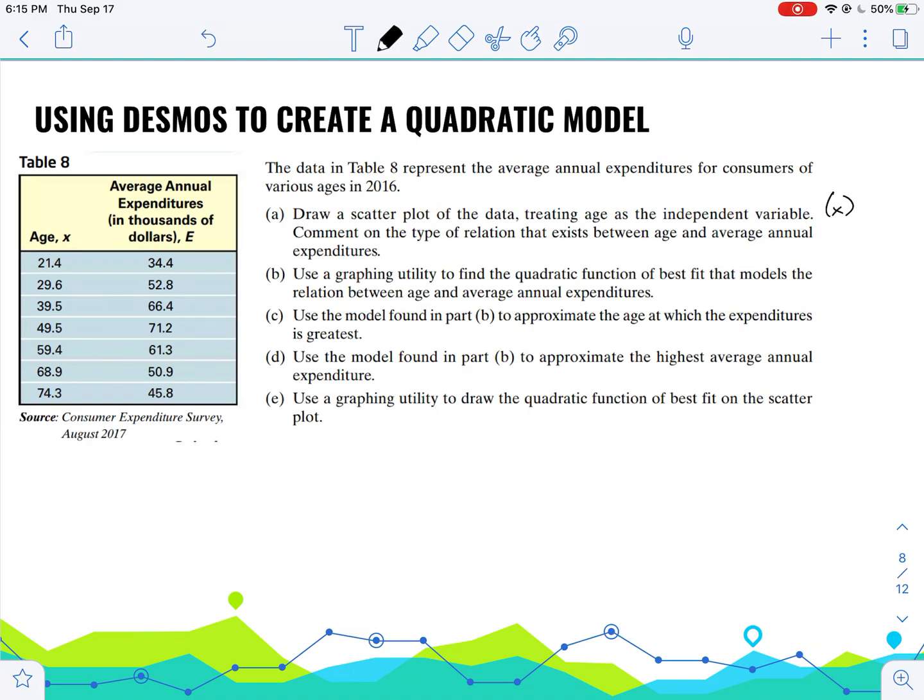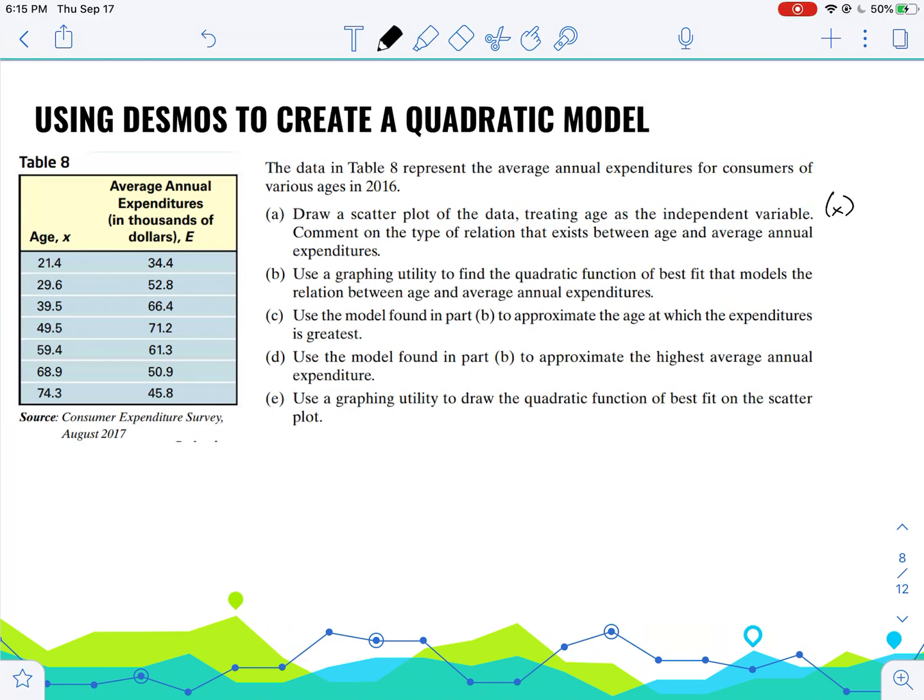So we're going to draw a scatter plot of this data, treating age as the independent variable. That means that's going to be our x value. And the y value, which is our dependent variable, will be the average annual expenditures. We're going to use Desmos to make that scatter plot, and then use Desmos to create a quadratic equation of best fit.